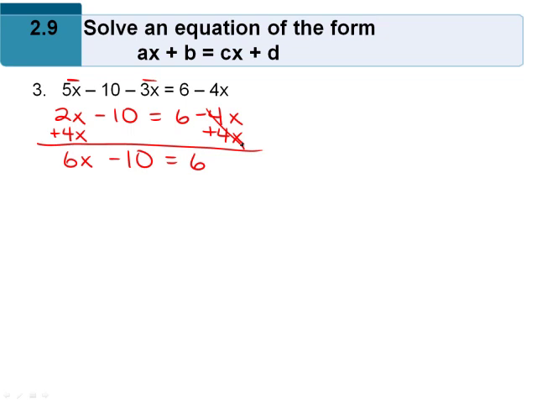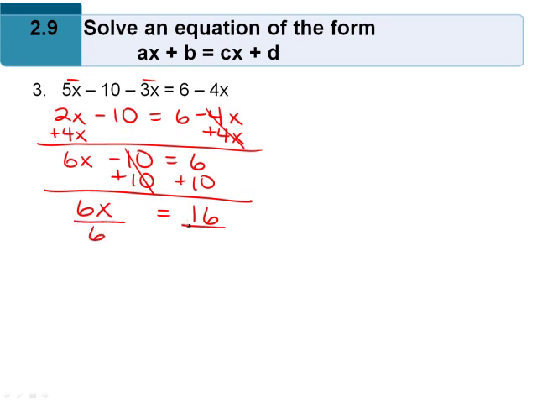Okay? Now, think about where your variable term is. 6x, you're not messing with it. We need to get rid of that constant, the negative 10. So we add 10 to both sides. So 6x comes down, the 10's have canceled, and it equals 16. Okay? Now, the last step is to divide by 6, because that's multiplication there.